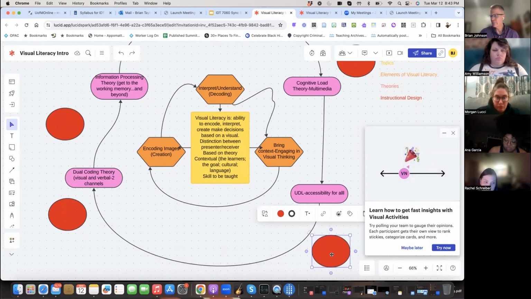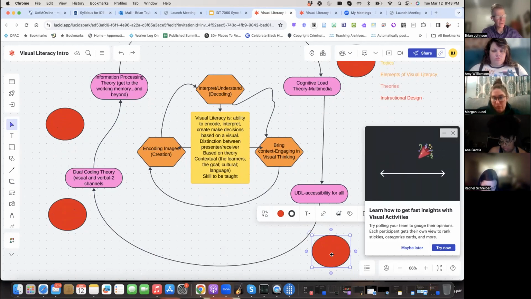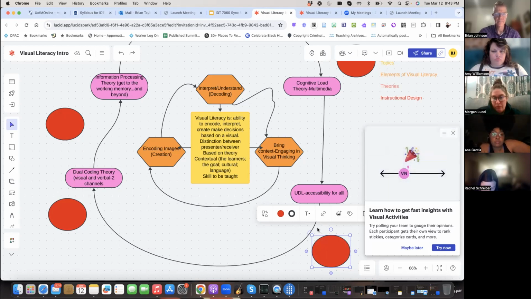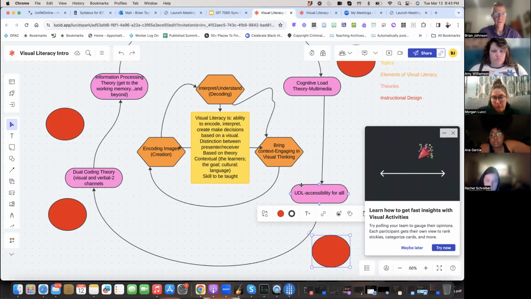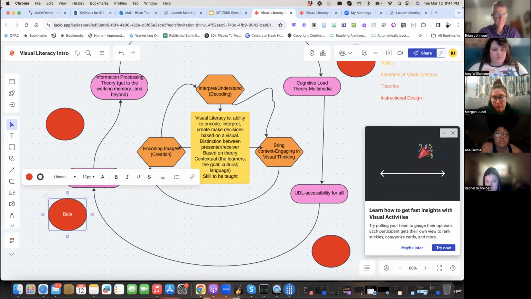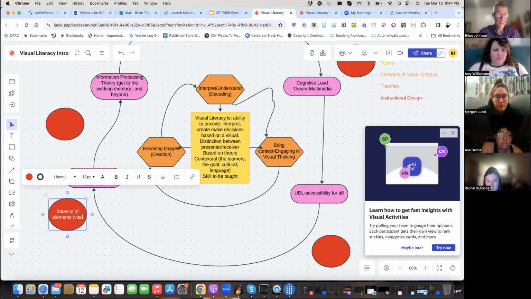So what are maybe some guiding principles we need to keep in mind as we design? We've looked at the theory, we've looked at some of the premises here. Maybe with dual coding theory, looking at the balance of visual and verbal elements and trying not to overload on either side. Okay. Let's see, balance of elements.